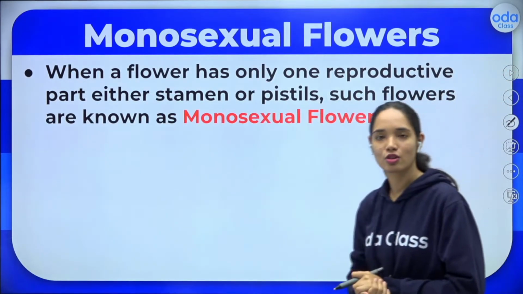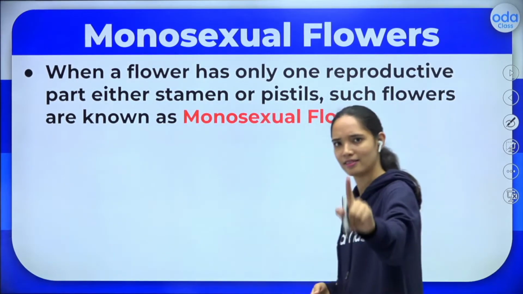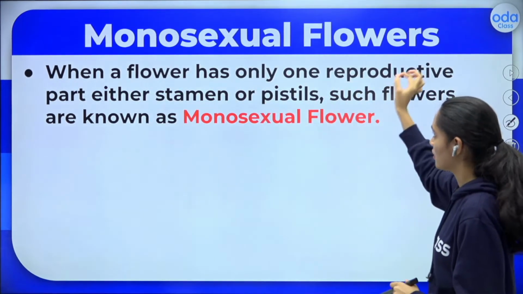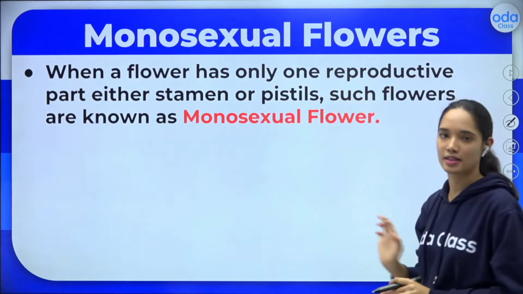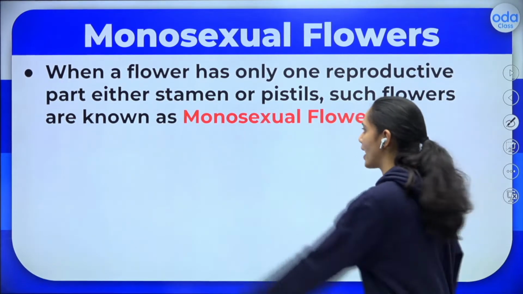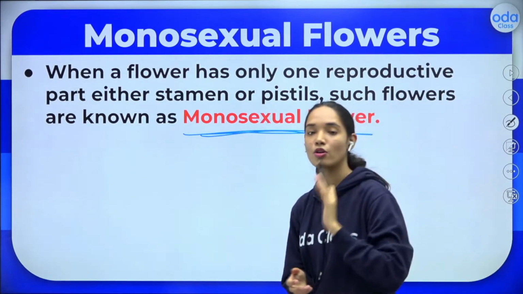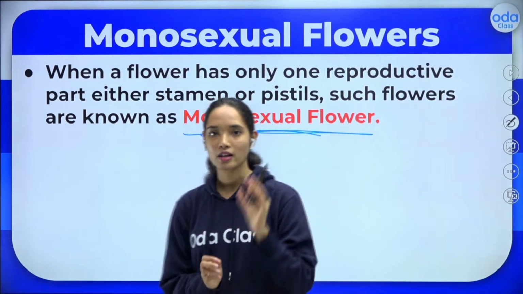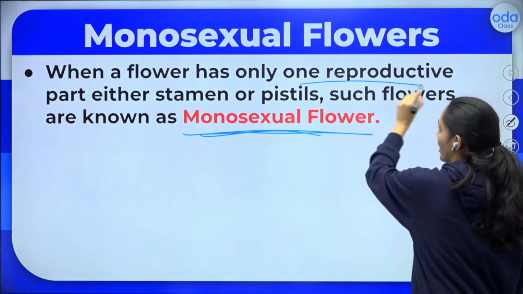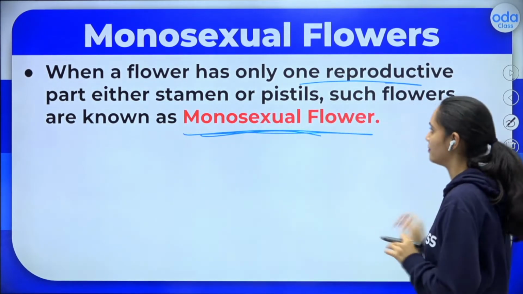So what are monosexual flowers? Mono means, what do you mean by mono? One, single, isn't it? So when a flower has either stamen or pistil, such type of flowers are called monosexual flowers. This type of flower will contain only one reproductive part, that is either stamen or pistil.